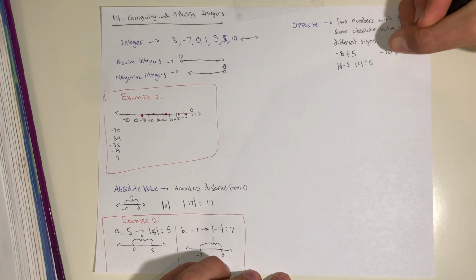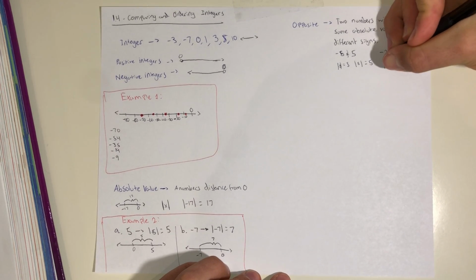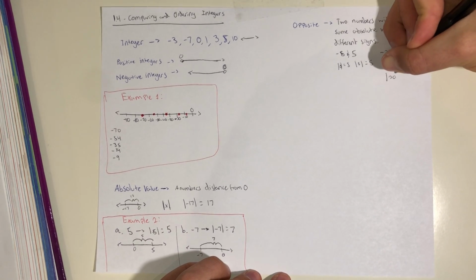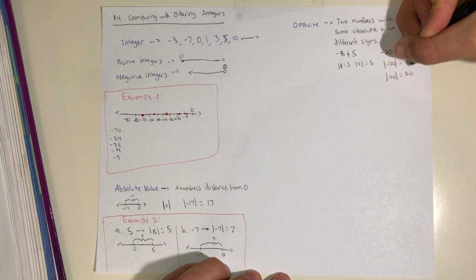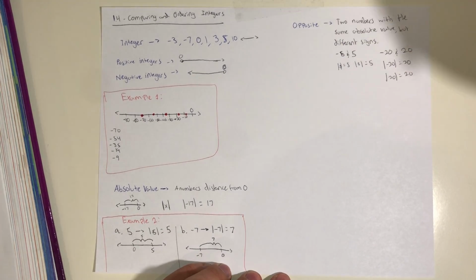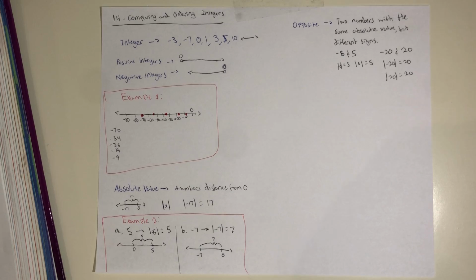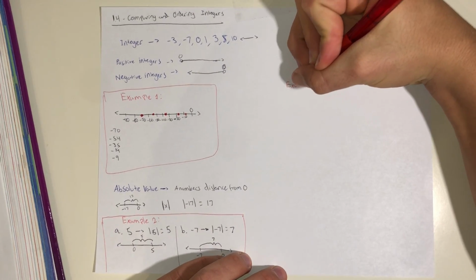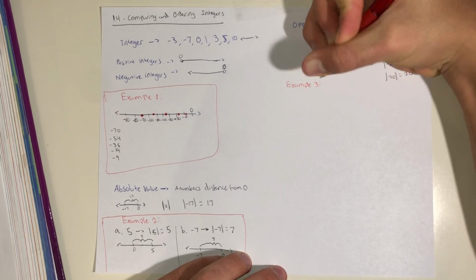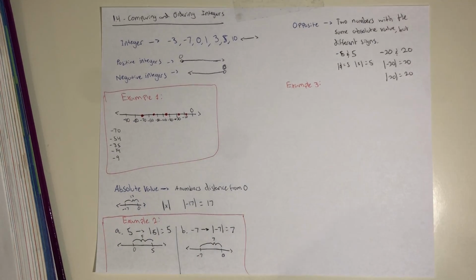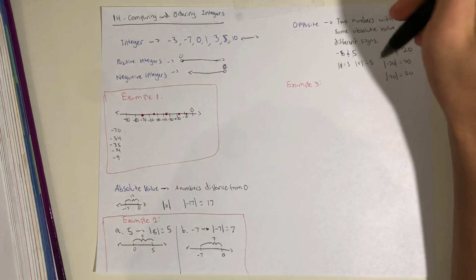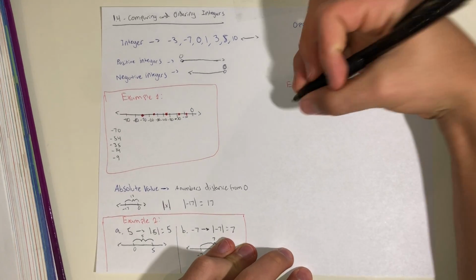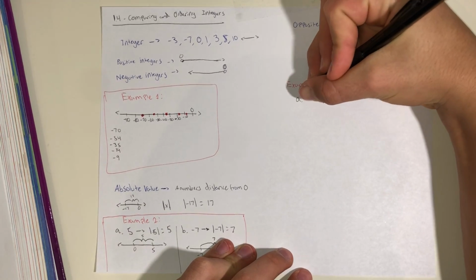-20 and 20. The absolute value of -20 equals 20, and the absolute value of 20 equals 20. They have the same absolute value, different signs, so they're opposites. So this brings us to example 3. In example 3, we're going to be finding opposites, which is similar to what we did here. If we have to state the opposite of a number, so A, we get 6.